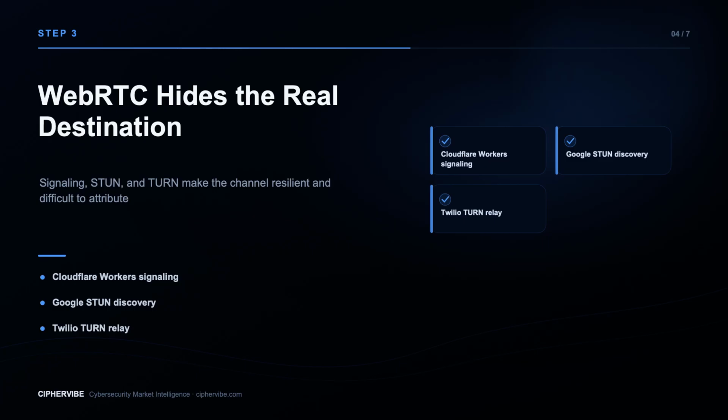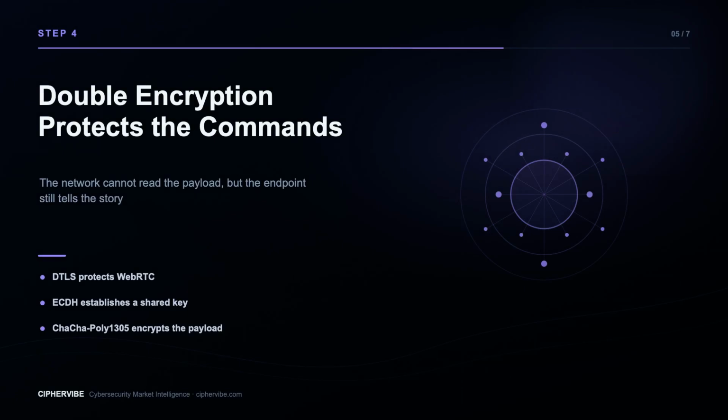Blocking every Workers, STUN, or TURN service would disrupt legitimate applications. The stronger signal is their appearance immediately after an unusual headless browser launch and a local DevTools connection, without normal user activity. WebRTC data channels already use DTLS transport encryption.